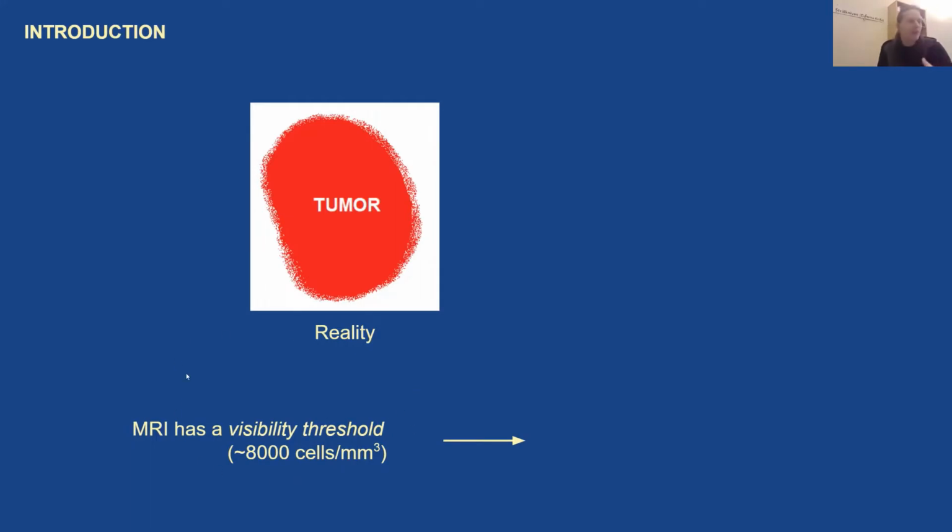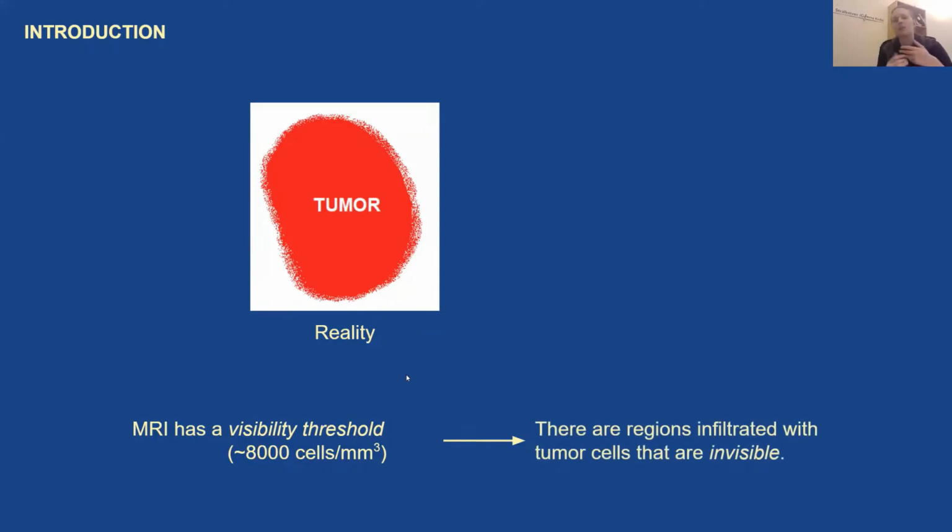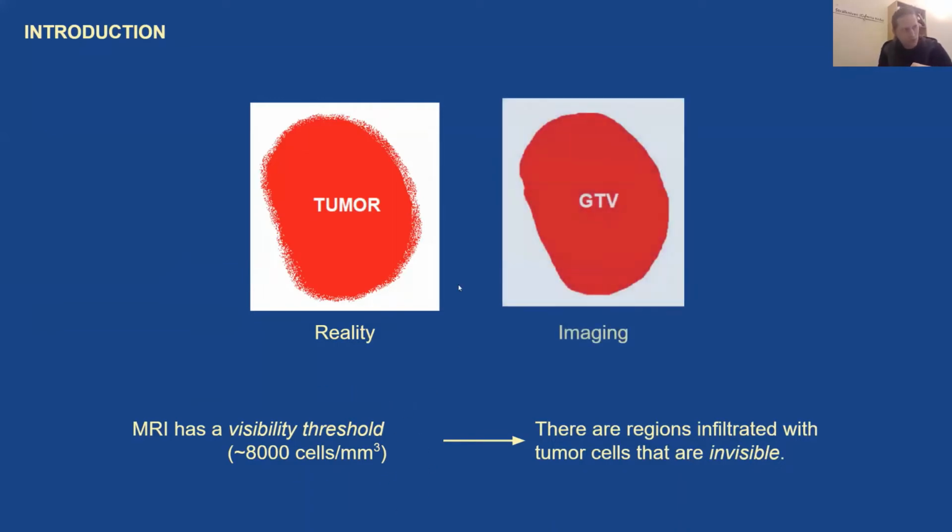The point is that since we have this visibility threshold, we'll not be able to see the entire extent of the tumor invasion. Basically, anything less than this is going to be invisible. So our tumor, when we image it, is going to look like this. And we call this the GTV, the gross tumor volume.